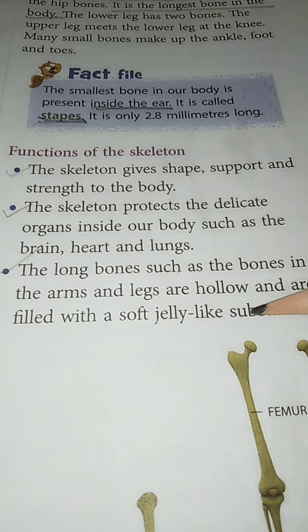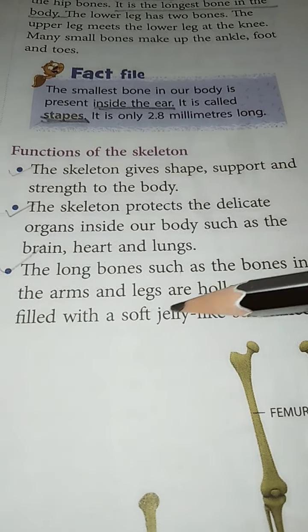And next, the long bones, such as the bones in the upper arm and the thigh bone, are hollow from inside. Hollow means they are empty from inside, like a straw, or you can say a tube, and inside it is filled a soft jelly like substance, which is called bone marrow. This bone marrow is a very important constituent of the body.